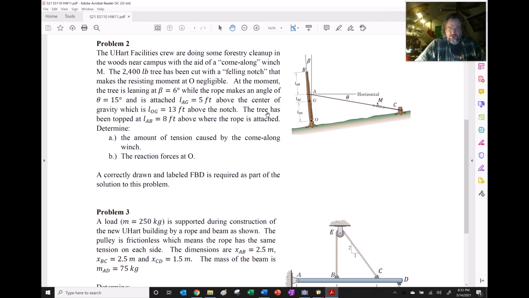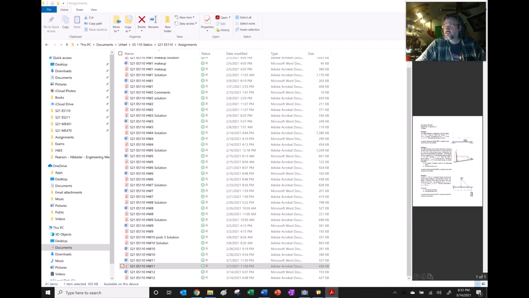and is attached at the LAG right here, 5 feet above the center of gravity, which is 13 feet above the notch. The tree has been topped at 8 feet above where the rope is attached. And by the way, you don't actually need to know that. We want to find the amount of tension caused by the come-along winch, and we also want the reaction forces at O right here. So this is a pretty good problem, I think, in terms of trying to make this into like a real thing.